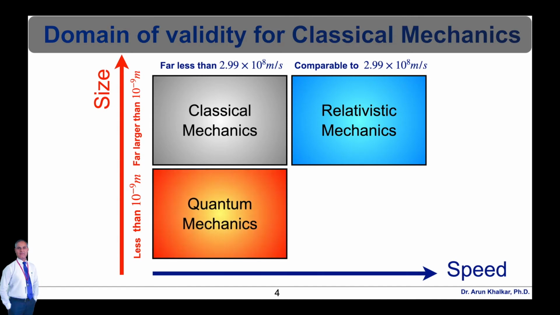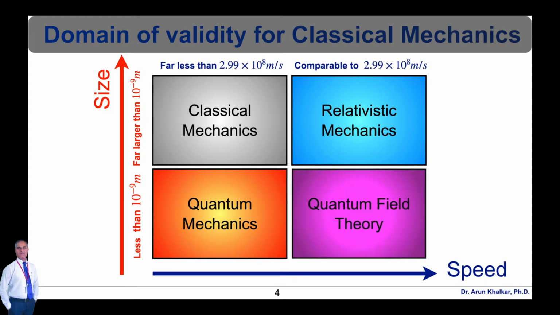Next domain is quantum mechanics with size less than 10 raised to minus 9 of meter and with speed less than 2.99 into 10 raised to 8 meter per second. Next one is quantum field theory with size less than 10 raised to minus 9 meter and with speed comparable to 2.99 into 10 raised to 8 meter per second.